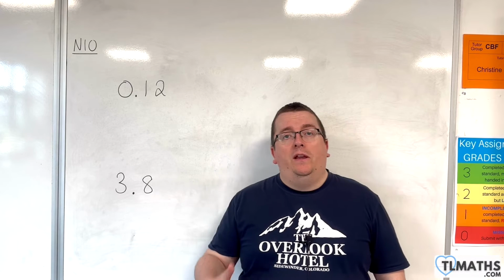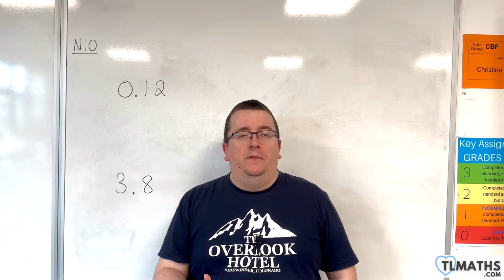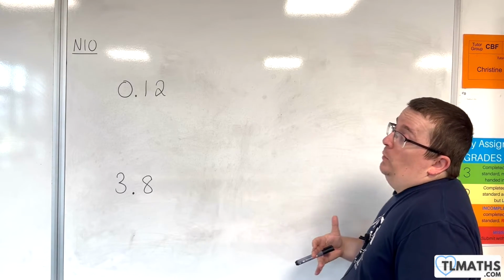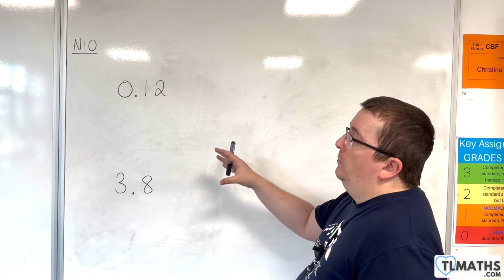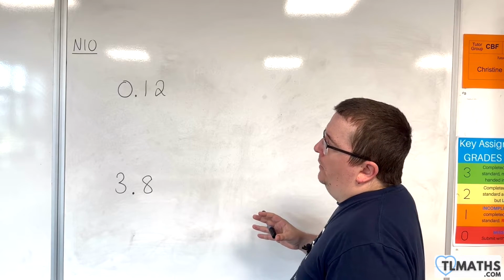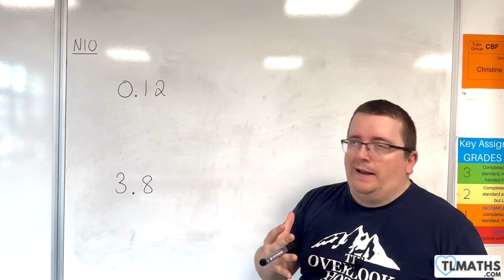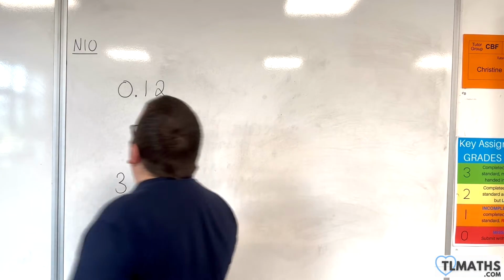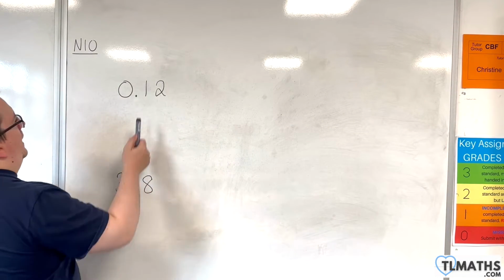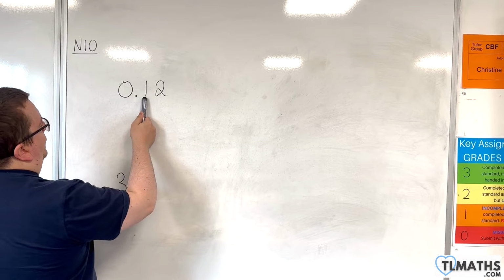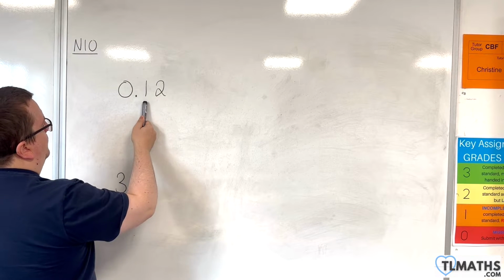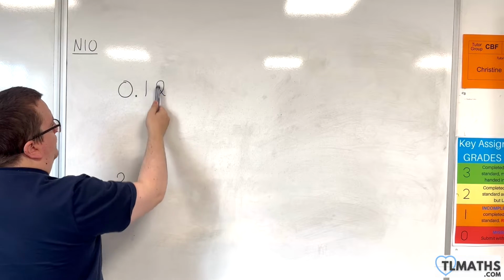So we've looked at how we can convert a fraction into a decimal. Now we're going to look at how we can convert a decimal back into a fraction. So really for this we need to recognise place value. So for 0.12 we want to think about this as the tenths. So we've got the tenths column and then we've got the hundredths column.